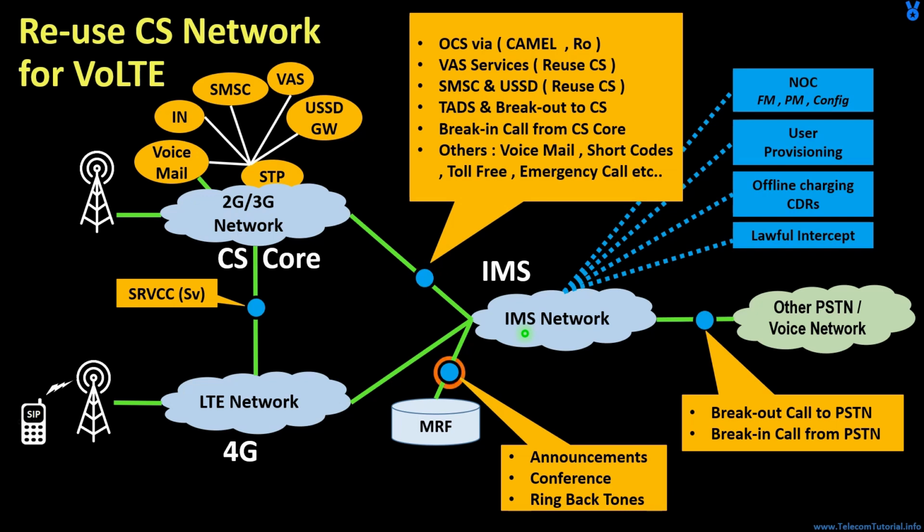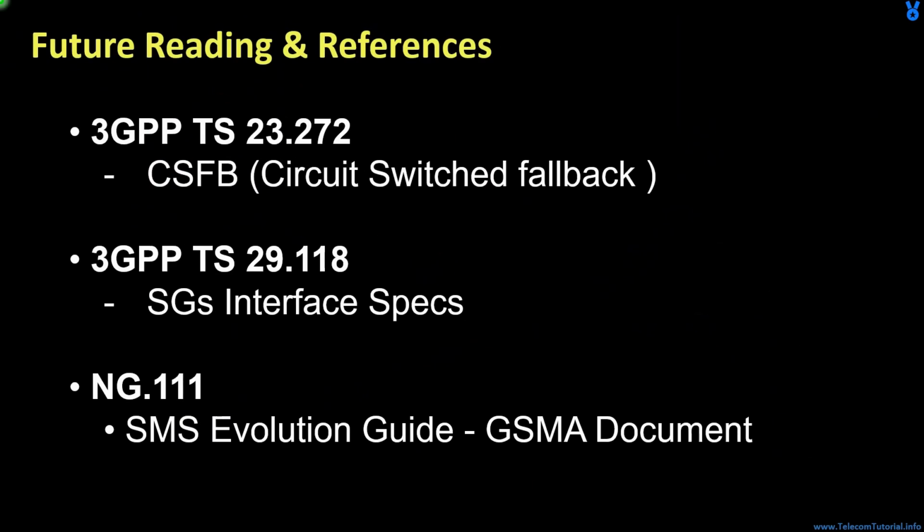Well, now we are at the end of this particular module. You can refer to these documents for future reading and reference. You simply need to type them in Google and download a PDF copy. The first document is 3GPP TS 23.272. It is going to tell you about CSFB, Circuit Switched Fallback. The second one is 3GPP TS 29.118. It is going to tell you about the SGs interface, and take you through the specs, which are key to running a 4G network with voice and SMS support without having VoLTE.